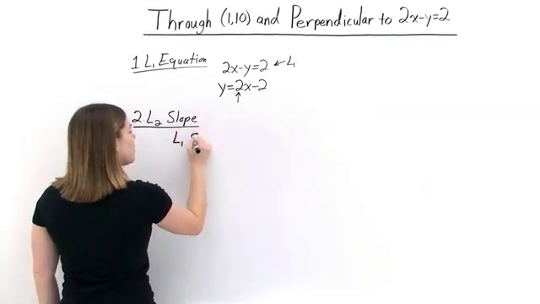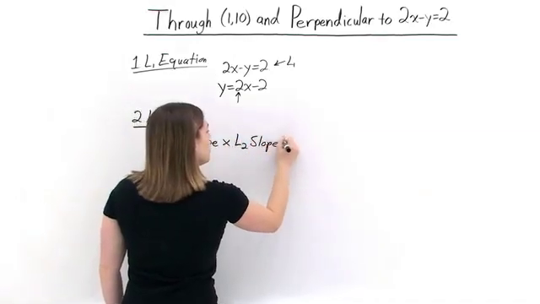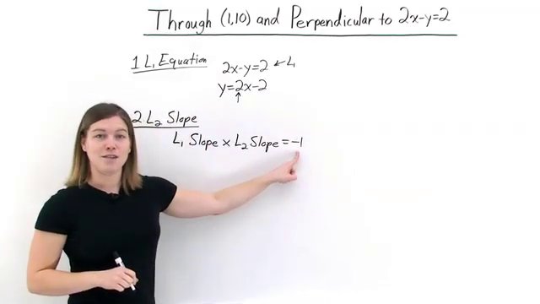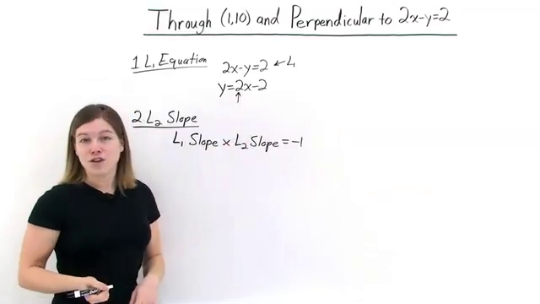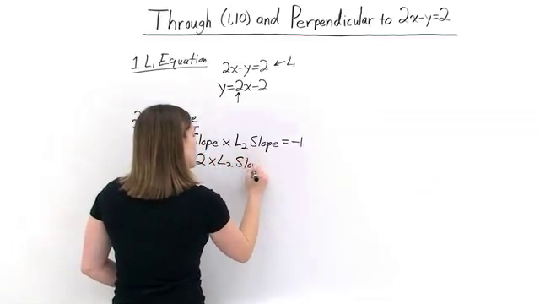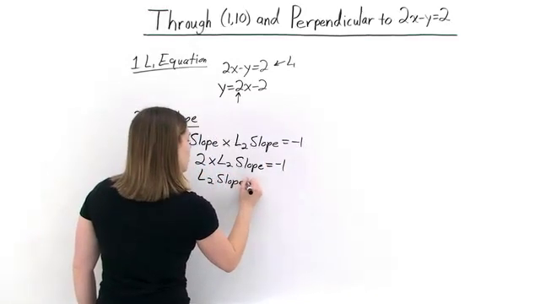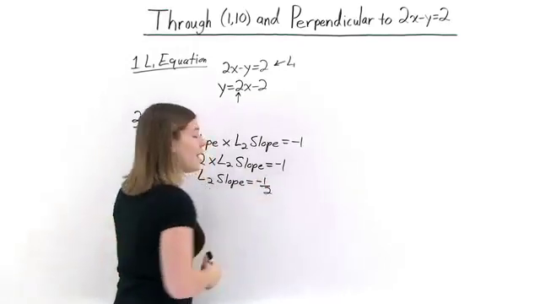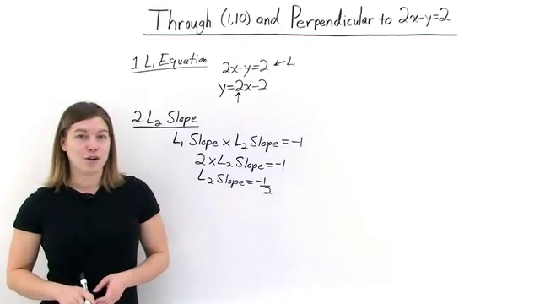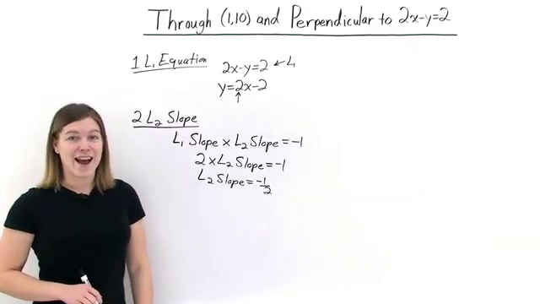Now remember, we have perpendicular lines, so that means their slopes are opposite reciprocals of each other. So if we take the slope of line 1 times the slope of line 2, we get -1. Well, we just found that the slope of line 1 is 2, so let's plug that in. We get 2 times the slope of line 2 equals -1. If we solve for the slope of line 2, we get that the slope of line 2 equals -1/2. Well, line 2 is the line that we want to find the equation for. So now we have the slope of the line we want. The slope of our line is -1/2.